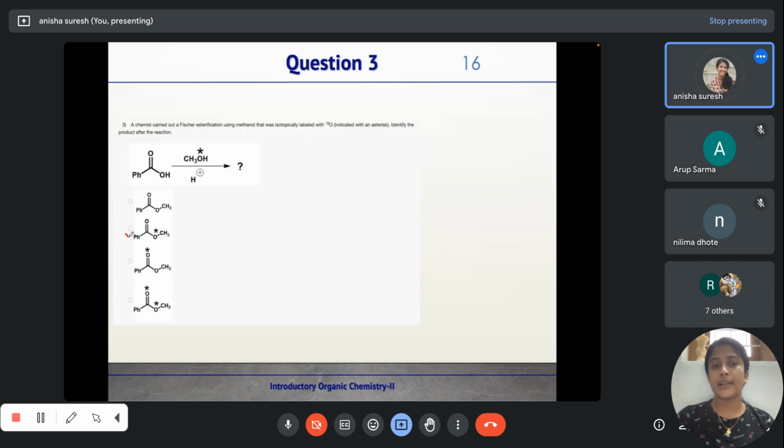So the correct answer will be option B, where the oxygen that was present on the methanol will be remaining on this, whatever nucleophile was added.